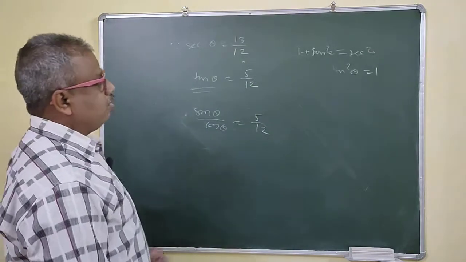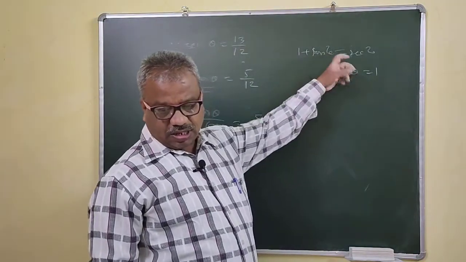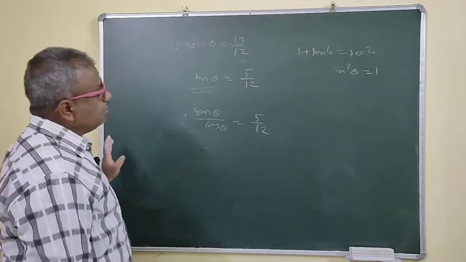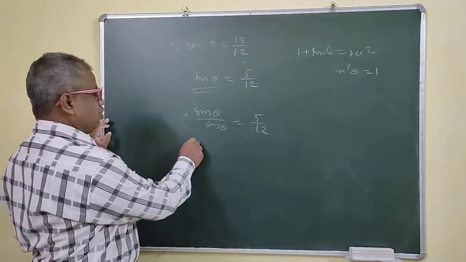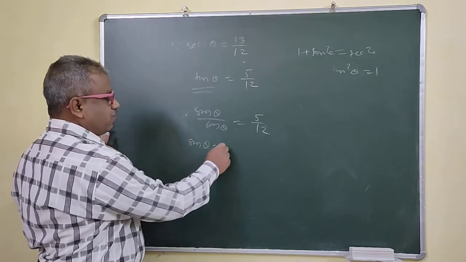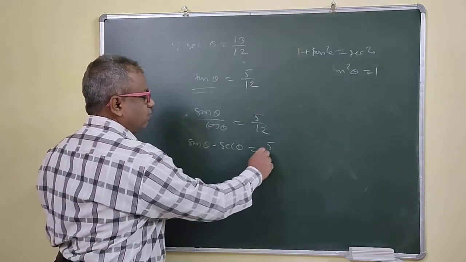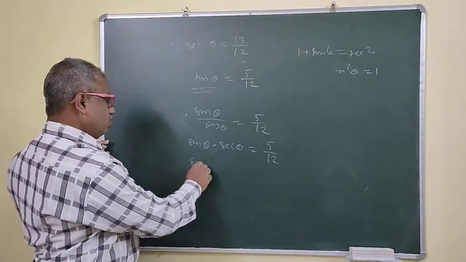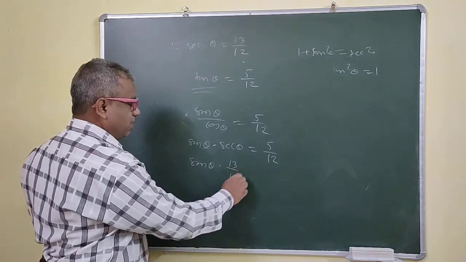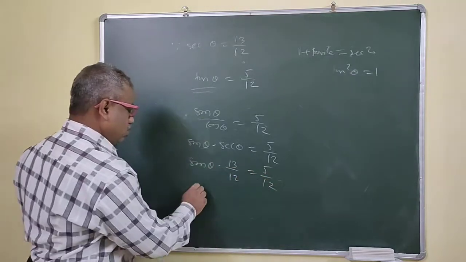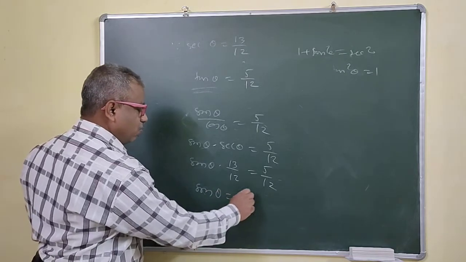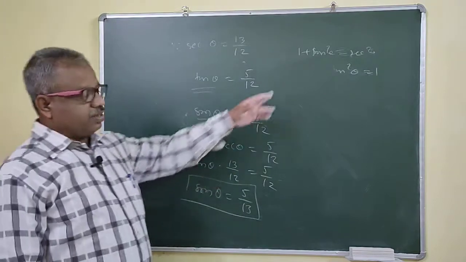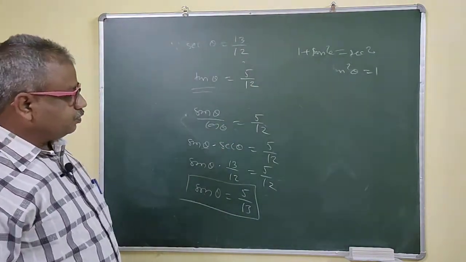Instead of taking tan square theta minus sec square theta or sec square minus tan square, whatever it is, with the help of the fundamental identity obtain that relation. Don't do that directly. So now sin theta times 1 upon cos theta, which is sec theta, is equal to 5 by 12. Now sec theta is 13 by 12, so sin theta into 13 by 12 is 5 by 12. So sin theta will be 5 upon 13. Now this is permissible. So we have made a mistake there, so change all those things.